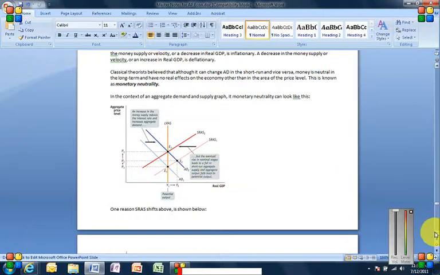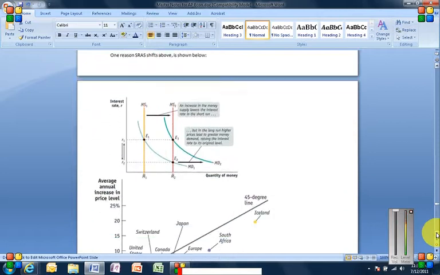And as you notice with SRAS shifting left, one reason is shown below, that as the increase in the money supply lowers the interest rate in the short run, in the long run, we're going to get back to where we were with interest rates, because as prices go up in the economy, people are going to need more money to afford higher prices. And so they go back into this market in step 3 after the equilibrium interest rate has swung down here, and they increase their demand for money to afford whatever it is that they need. And when that curve shifts, we get back to roughly the same interest rate that we had in the beginning of all of this.